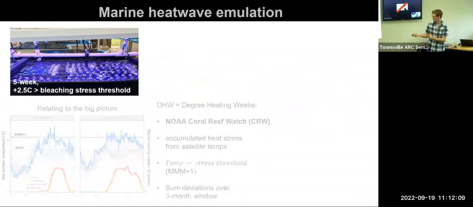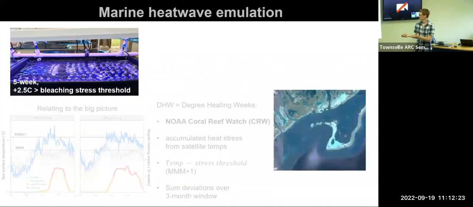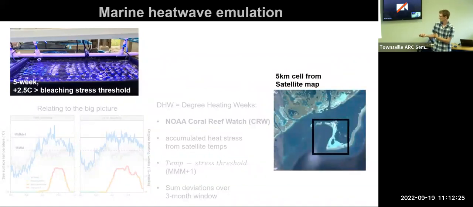So the question is, right, we're looking at things in a tank, but we're measuring temperatures with temperature loggers in those tanks. But can we link the heat stress there back to what we expect to see based on these alert levels? So if we look at the satellite data, that's roughly the shape of the satellite grid cell that's around the study site we've been working on. And we've got temperature loggers on the reef here.